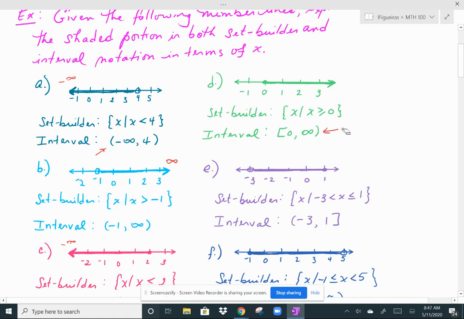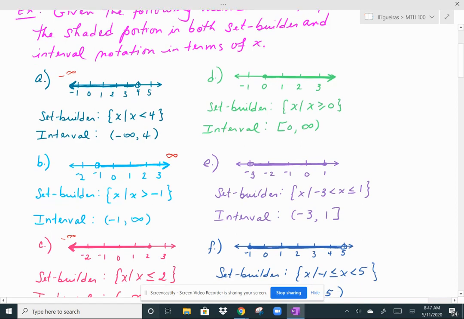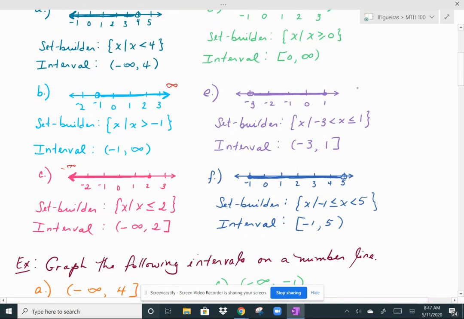Okay, so these next two examples are a little bit different because we are shading in between two numbers. So here, part E, we have shaded between -3 and 1, but notice that at -3 I have an open circle and at 1 I have a closed circle. So that means I do not want to include -3, but I do want to include 1. So the way that's written is that you put your variable x in the middle of these two numbers because that's exactly what x is. It's this shaded portion in the middle.